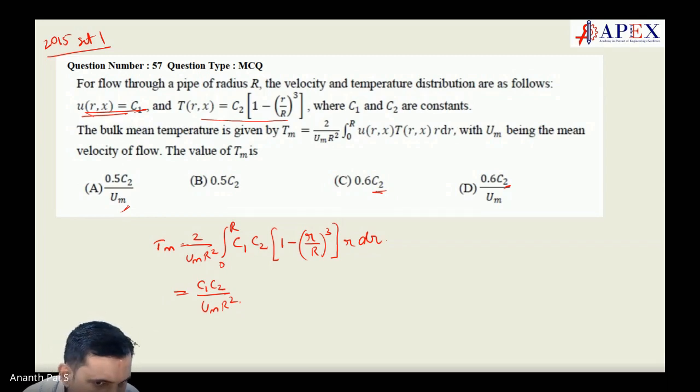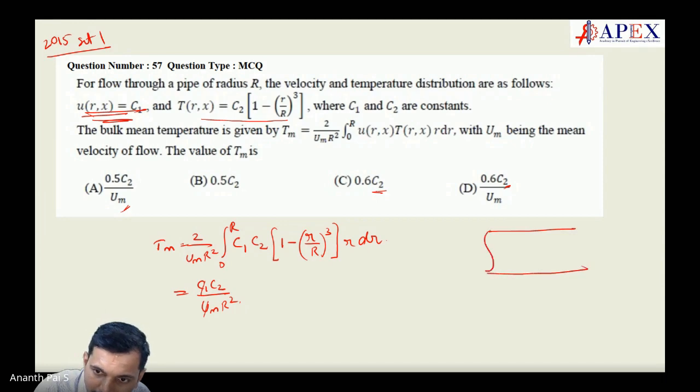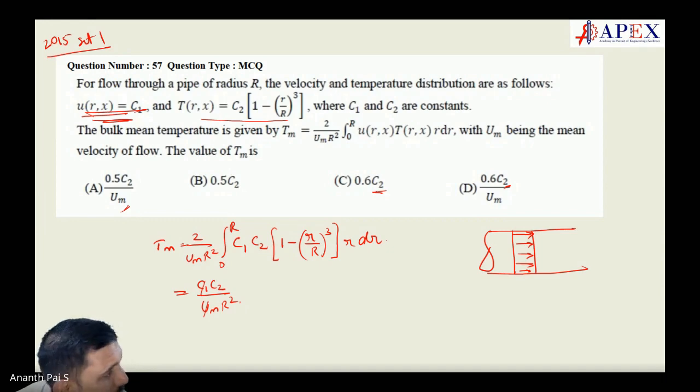So C1 and Um cancel because C1 is equal to Um. What do you mean by U of r,x is equal to C1? It means the velocity profile in the pipe is straight. That is what is meant by U equal to C1. So if it is straight, the mean is the same. So Um comes out, this cancels.